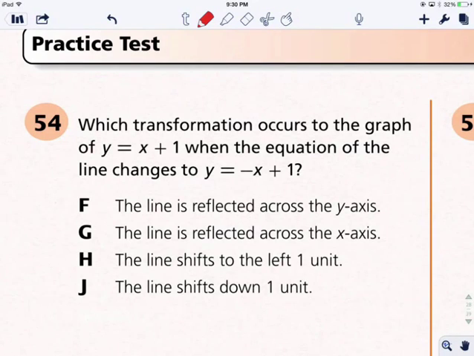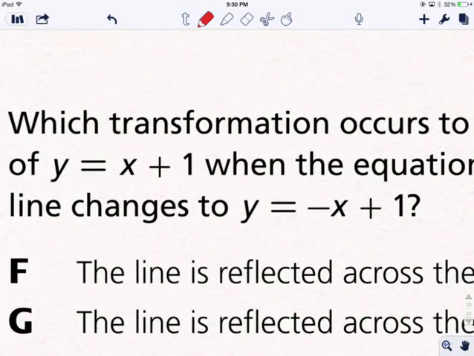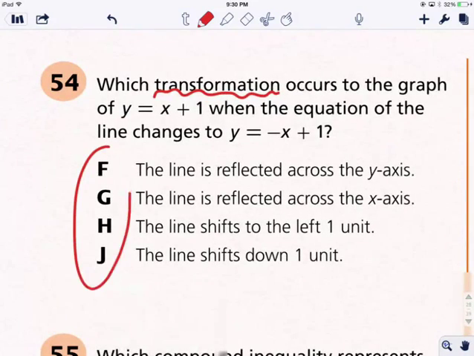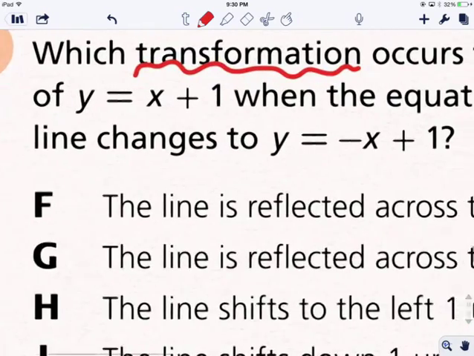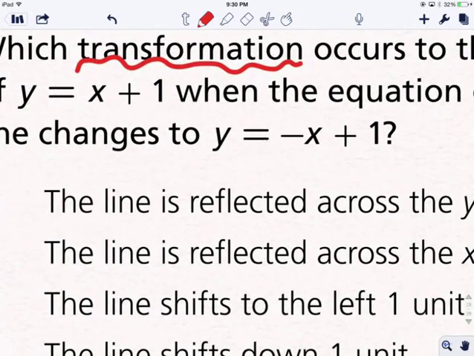Number 54 here has some words that you might not be familiar with, but you might be able to figure out what they mean. We're asked to figure out which transformation of these possible choices occurs to the graph of y equals x plus 1 when the equation of the line changes to y equals negative x plus 1.